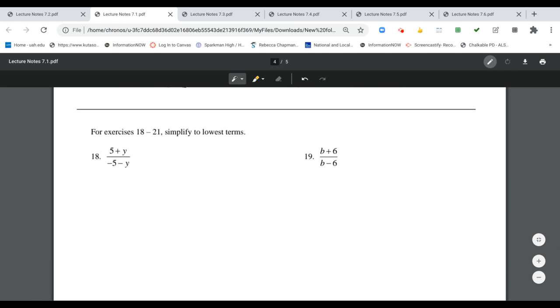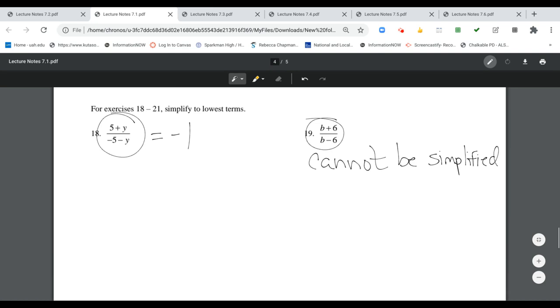All right. Now, in this particular problem, we do have opposites. The 5s are opposites, the y's are opposites, so that reduces to a negative 1. This one cannot be simplified because I have a b plus 6 and a b minus 6. Just because they're conjugates of each other does not mean that you can cancel them. They have to either be exactly the same or they have to be opposites of each other. Conjugates do not cancel.